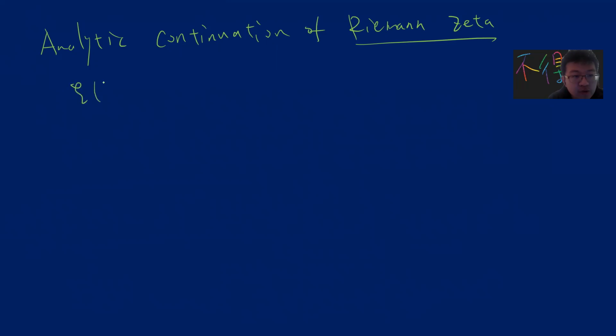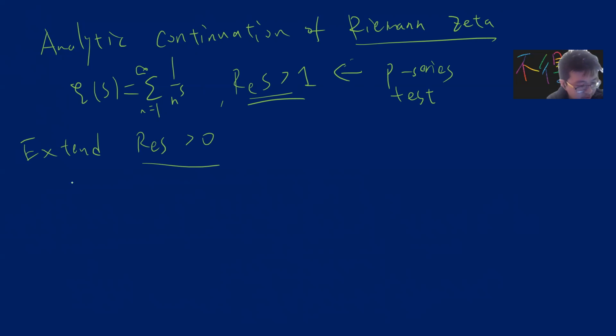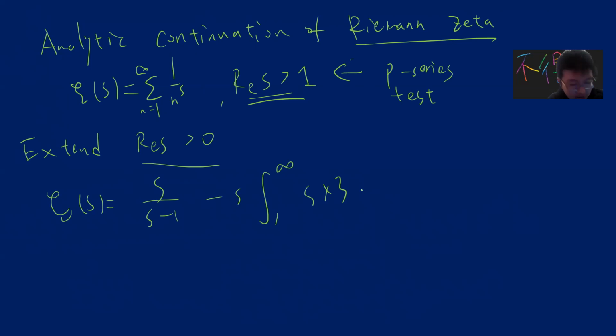Let's say somebody gives you zeta of s, just the sum of 1 over n to the s. This can be proved to converge absolutely when real part of s is greater than 1, using the p-series. Now I want to extend it to real part of s greater than 0. One can use the following formula: zeta of s is defined to be s over s minus 1, minus s times the integral from 1 to infinity of the bracket of x, x to the minus s minus 1 dx. The bracket of x is just x minus the floor of x.